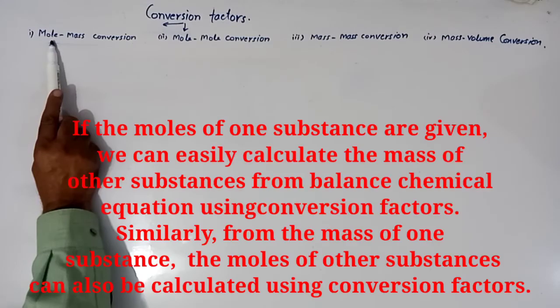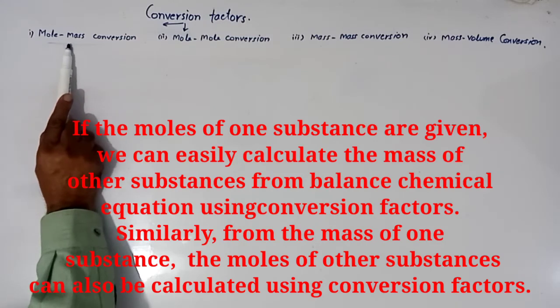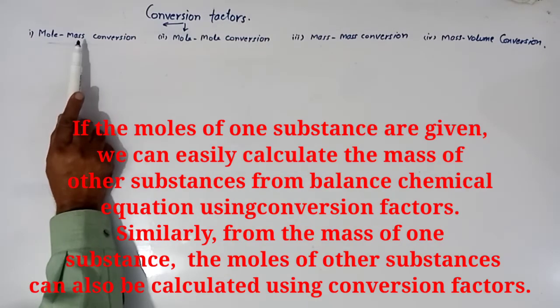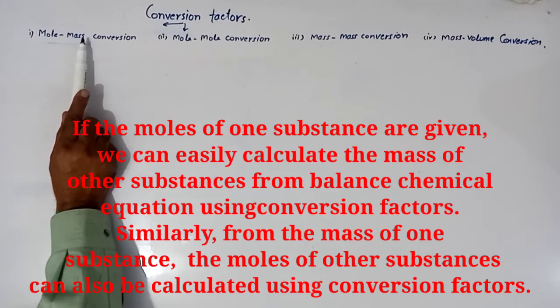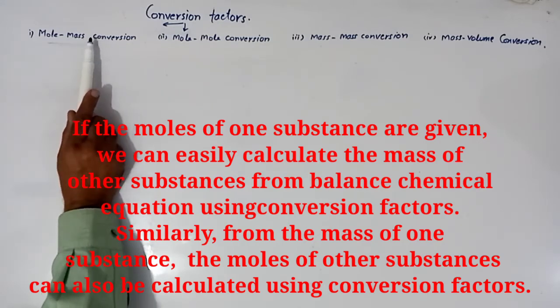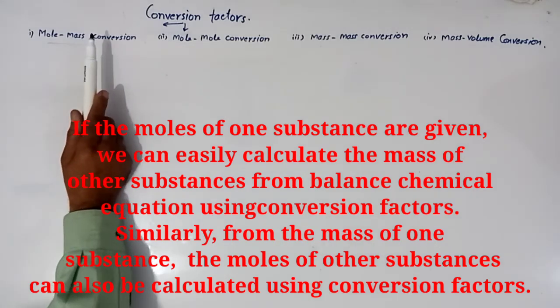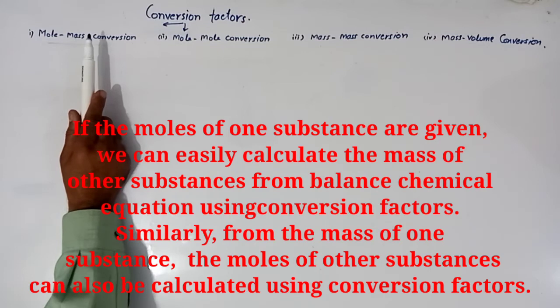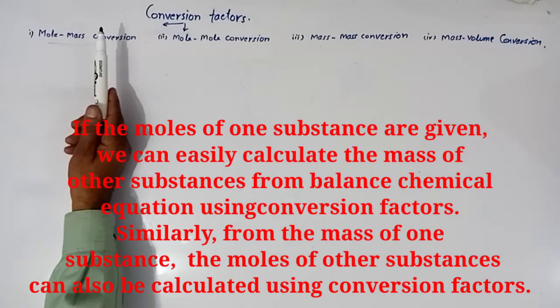If the moles of one substance are given, we can easily calculate the mass of other substances from the balanced chemical equation using conversion factors. Similarly, from the mass of one substance, the moles of other substances can also be calculated using the same conversion factors.